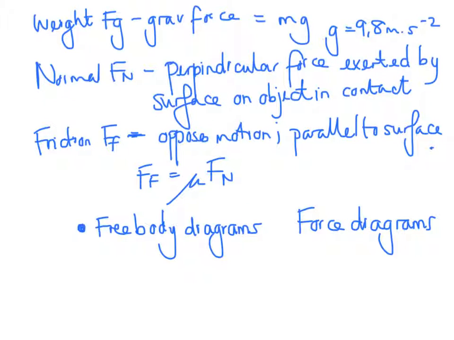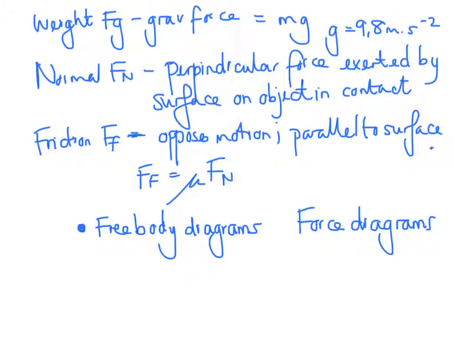In terms of Newton's laws, you need to know a few basic definitions. You need to know what weight is. Weight is a gravitational force that's equal to mass times gravitational acceleration. And close to the planet Earth, gravitational acceleration is 9.8 meters per second squared.